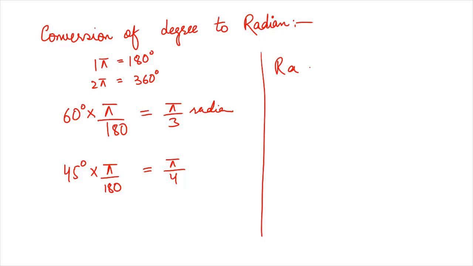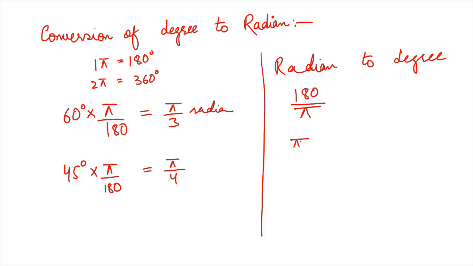Now we'll see how to convert any angle which is given to you in radian into degree. So radian to degree, you just have to do the reverse of it. For converting an angle from degree to radian, you multiply with pi upon 180, but when you're converting from radian to degree, you have to multiply it by 180 upon pi. That's it.